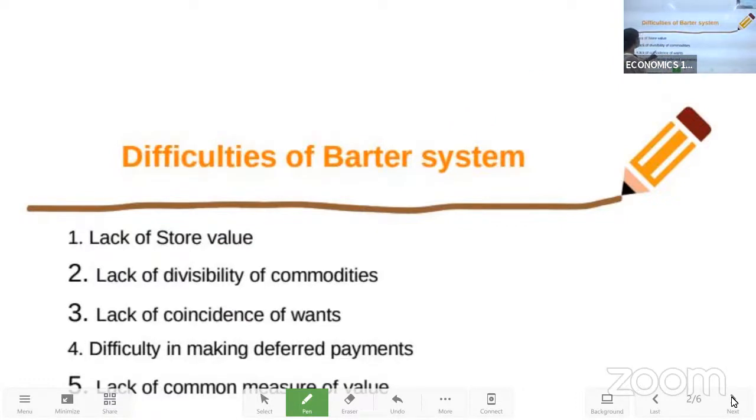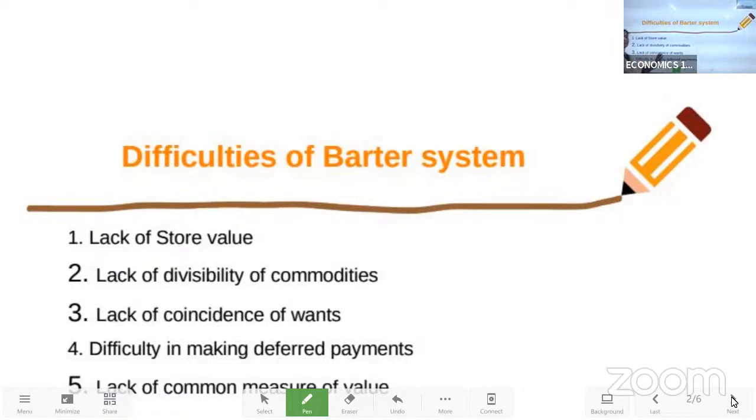If you see the difficulties of the barter system, there are so many difficulties. Let me see each one. What are the difficulties? Let me understand first. Different difficulties like lack of the stored value. That is one difficulty. Another difficulty is the lack of divisibility of the commodities. The third difficulty is lack of coincidence of funds.